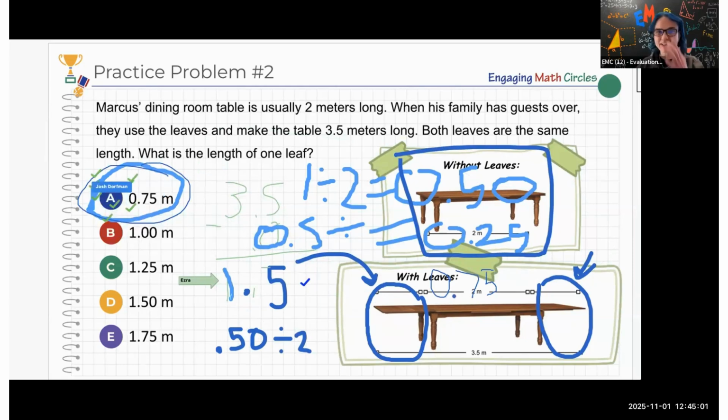Okay, let's ask all other friends. Did you follow through this? I just need to write this down. Okay, yeah, I can keep it on the screen for a little bit.